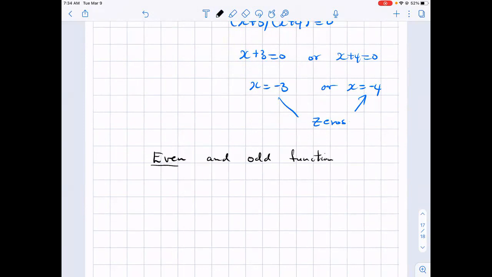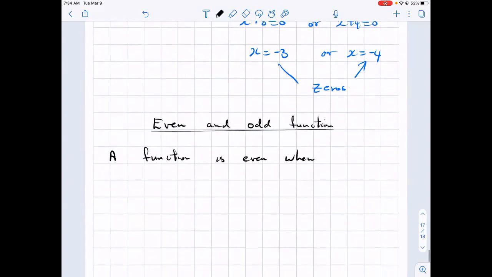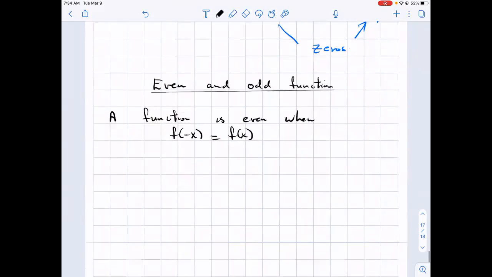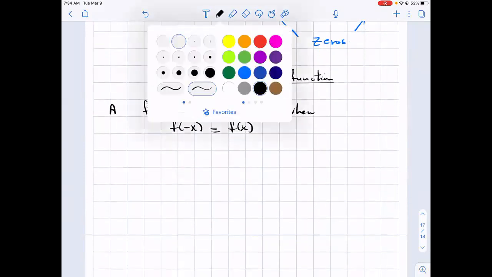This is very similar to when we checked for symmetry, really. So a function is even when f of minus x is equal to f of x. Okay? So what do we mean by this?